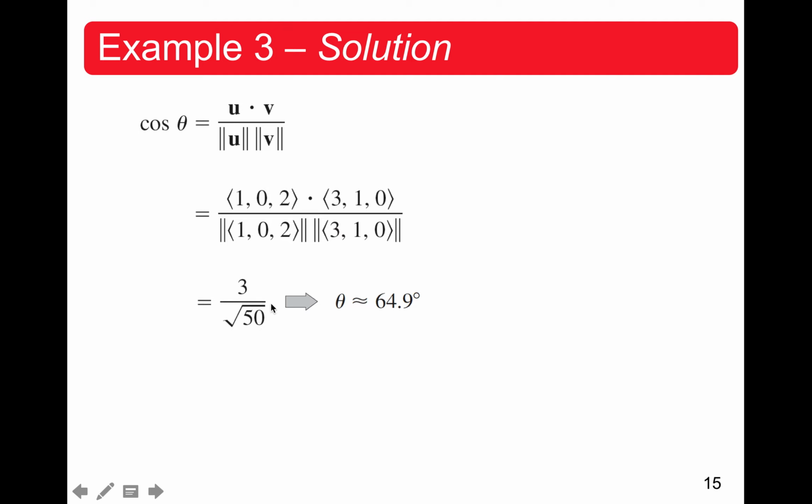So then to find theta, this is cosine, so we have the answer here. We would do the inverse cosine of 3 divided by the square root of 50, and make sure that your calculator is in degree mode, and then you should get 64.9 degrees out.